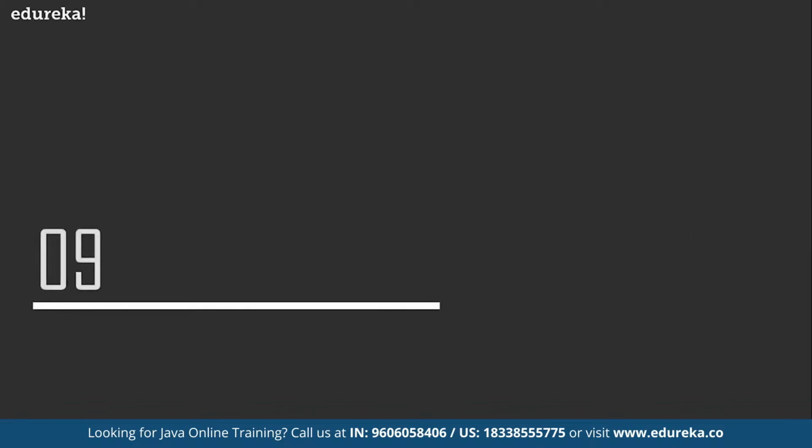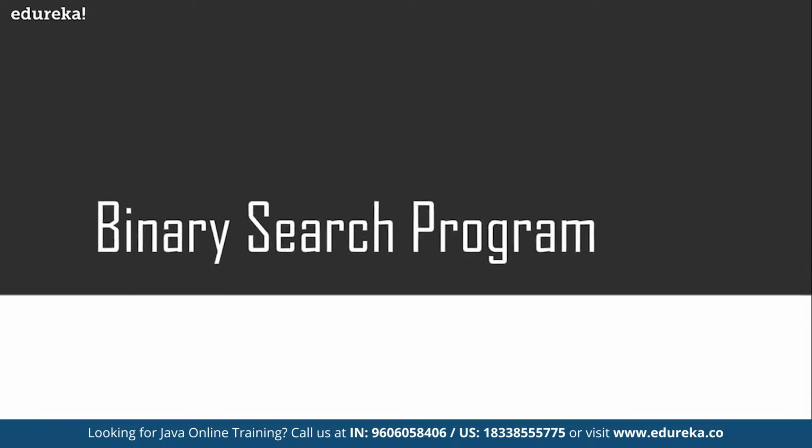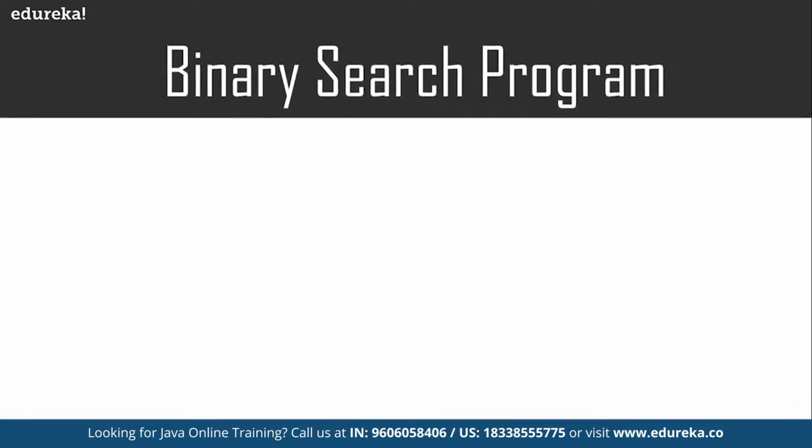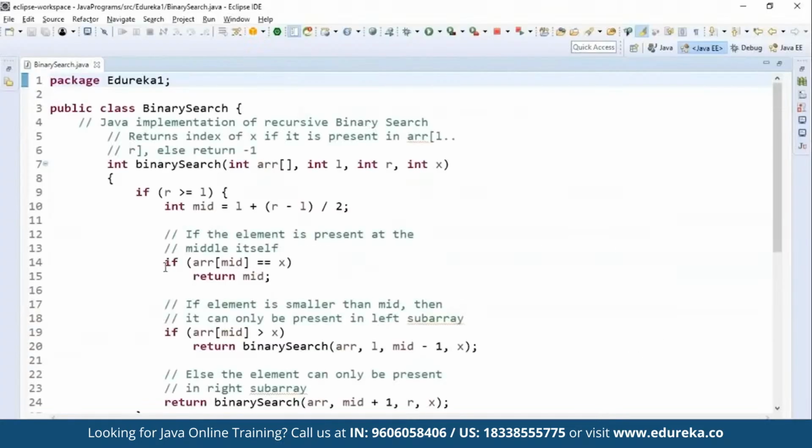So the first program that I will be talking about is the binary search program. So what is binary search? Basically it is a search algorithm that finds the position of a target value within a sorted array. Binary search compares the target value to the middle element of the array. Okay. So now let's write a program to find the search element.